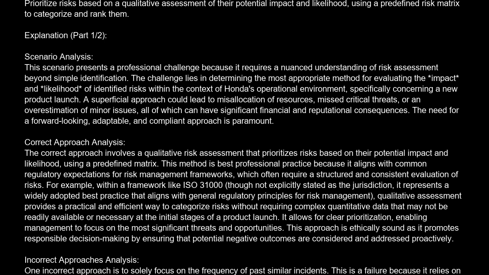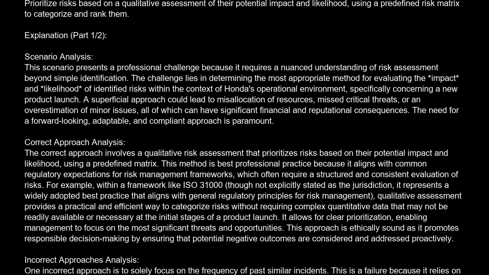Correct approach analysis. The correct approach involves a qualitative risk assessment that prioritizes risks based on their potential impact and likelihood, using a predefined matrix. This method is best professional practice because it aligns with common regulatory expectations for risk management frameworks, which often require a structured and consistent evaluation of risks. For example, a framework like ISO 31000, though not explicitly stated as the jurisdiction, represents a widely adopted best practice that aligns with general regulatory principles for risk management.